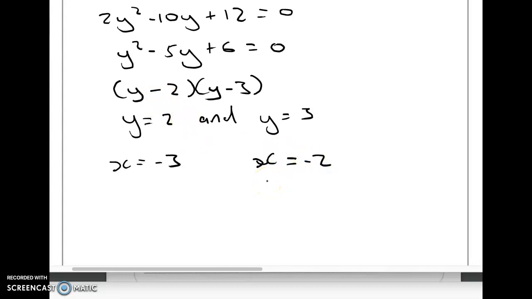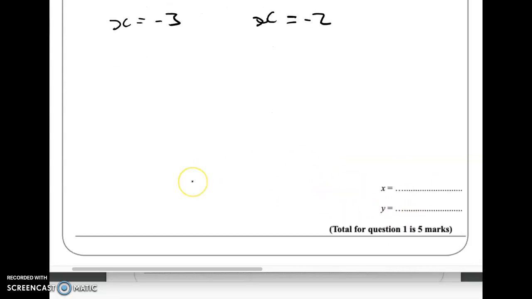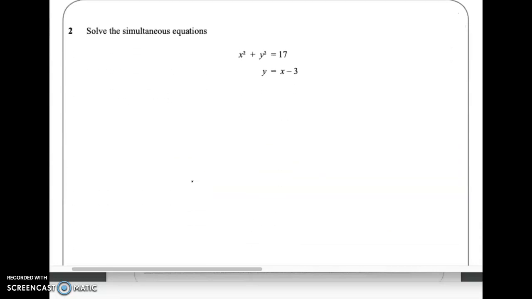Okay, so there you go. Y equals 2 and 3, and x equals minus 3 and minus 2. I won't bother putting them in here. We'll just go to the next one.